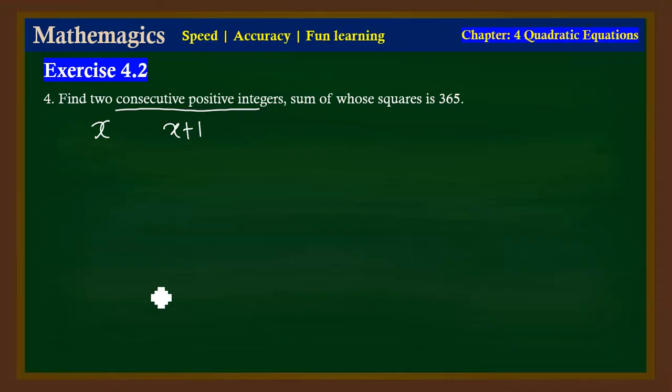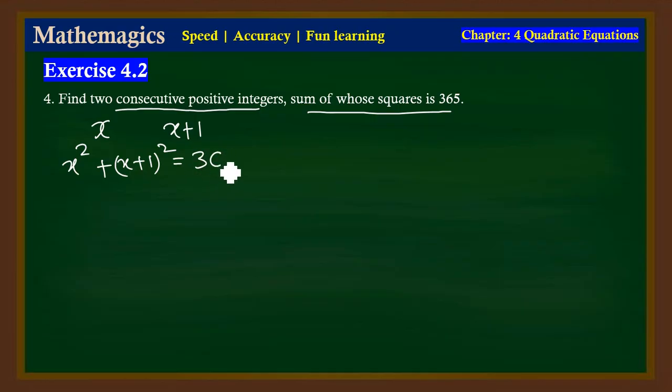So as per the condition, the question is saying that the sum of whose squares is 365. It means the sum of whose squares. First of all, we have to find the squares, that is x square and x plus 1 whole square, and their sum is equal to 365. So dear friends, let us have a look how we can solve it.